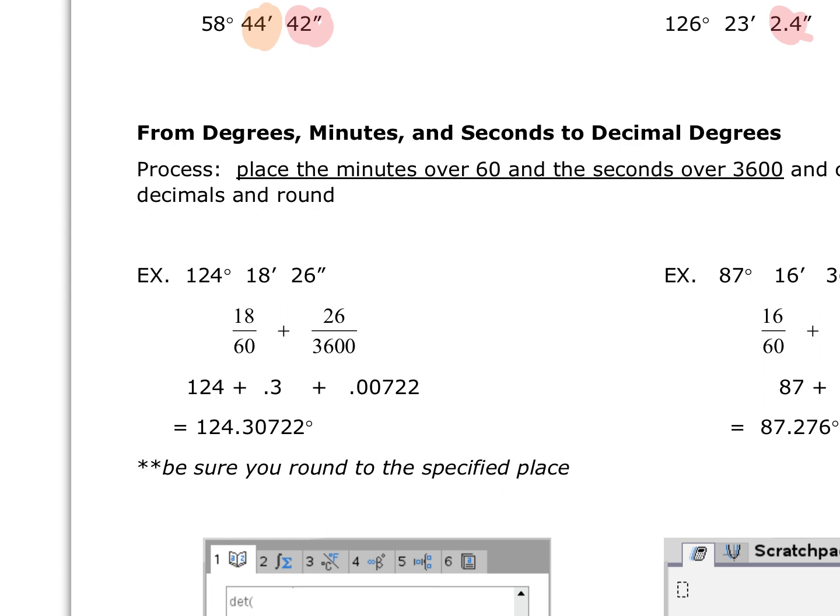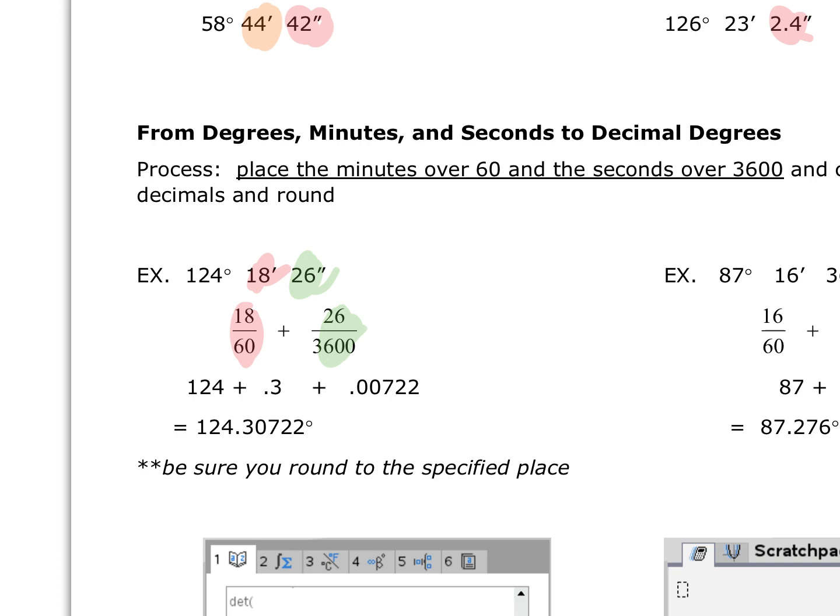If we have degrees, minutes, seconds, and we need to convert so that it is in decimal degrees, in some other instances we have to convert the other direction. Think about your conversion, right? The 18 is minutes, so that's going to be out of 60. And then the 26 is seconds, so that's out of 60 times 60, or 3,600. You would just plug that straight into your calculator.